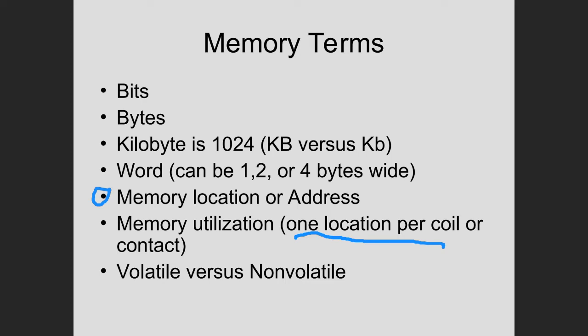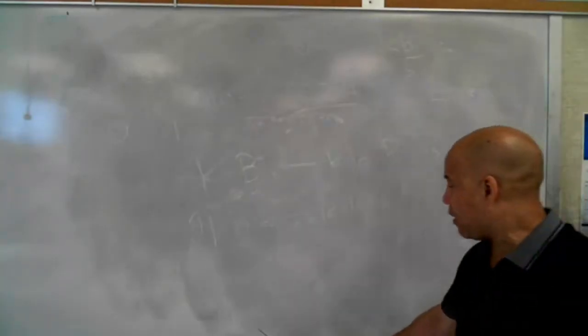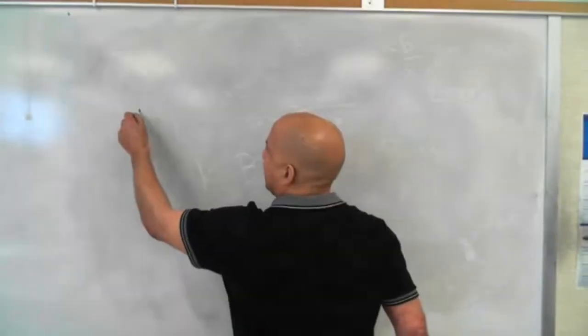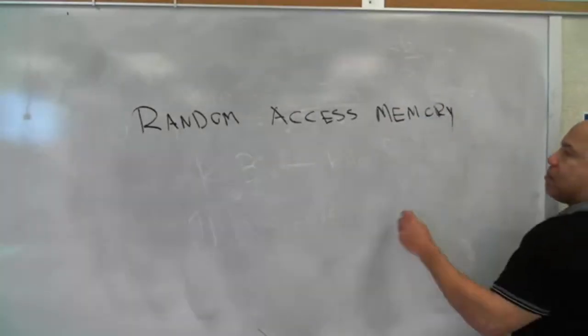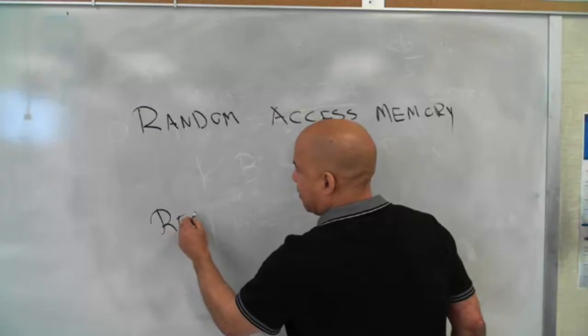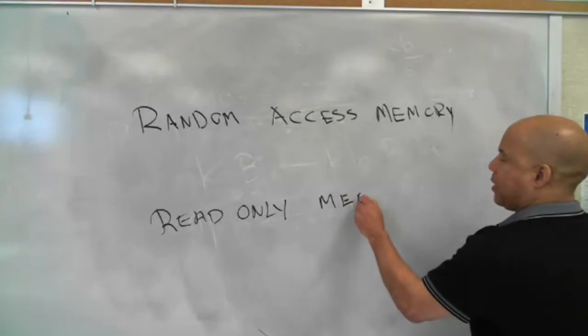And then the other important thing on this slide is memory terms, volatile and non-volatile. You want to know what that means. Before I talk about those 2 terms, let me tell you about the 2 main types of memory. In the computer world, there is random access memory, and then there is read only memory.